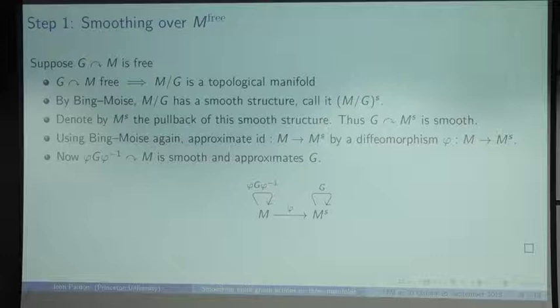Okay, great. So I made this global assumption that the whole action was free everywhere. I phrased this argument as if M free were equal to M. That's not a problem because you just require everything to be the identity on the locus which is not free.